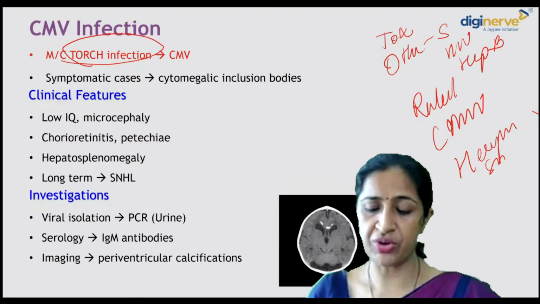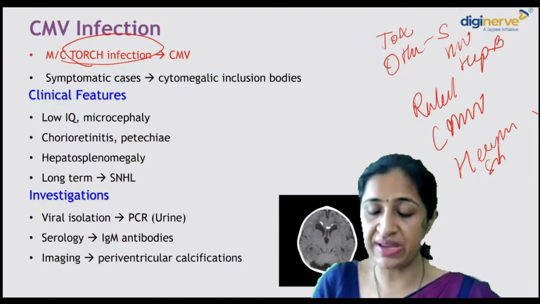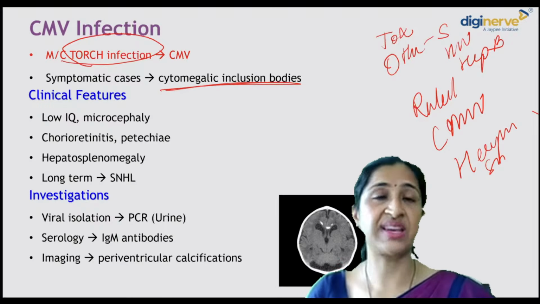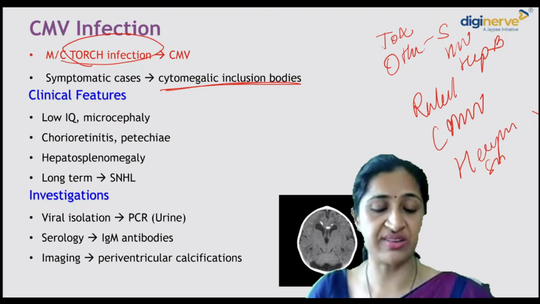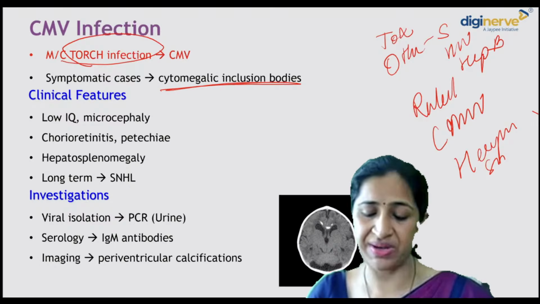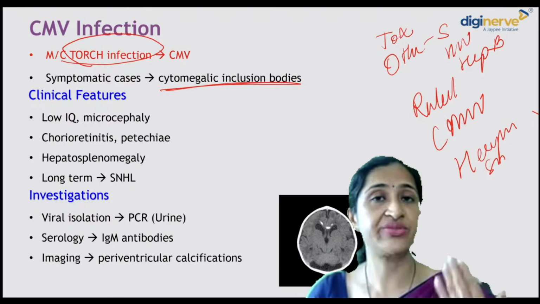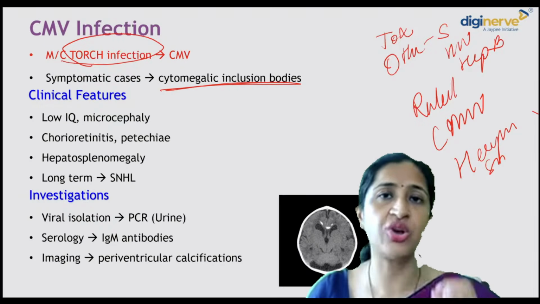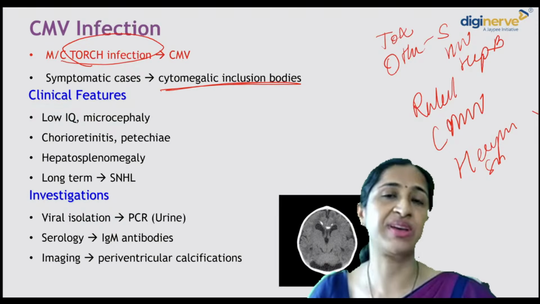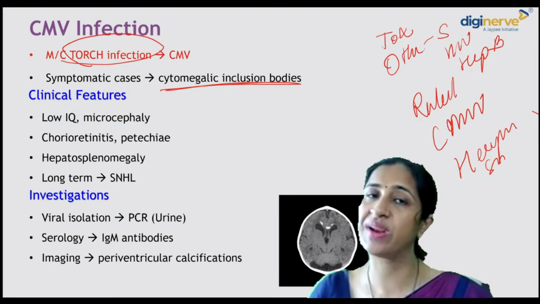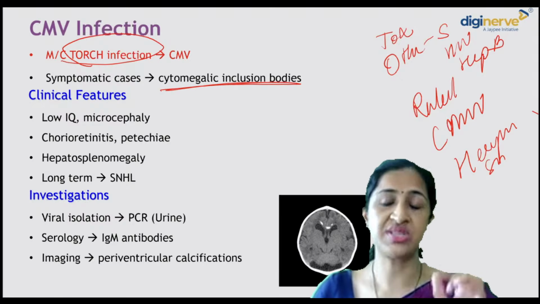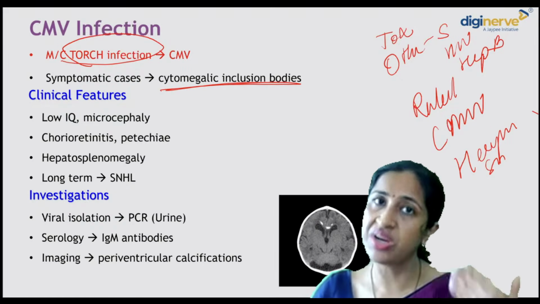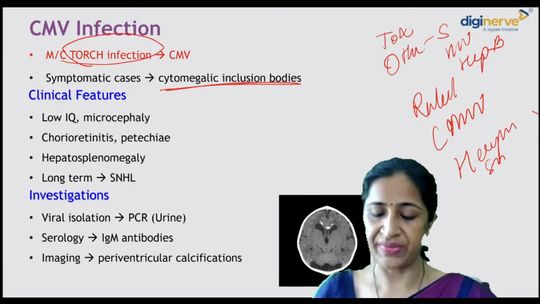CMV produces what is called cytomegalic inclusion bodies, that you should know. Clinical features: there can be a low IQ because of mental retardation, microcephaly, developmental delays, seizures. Features of chorioretinitis; sensorineural hearing loss is also one of the very common features in cytomegalovirus infection. Very similar to congenital rubella infection, this also causes sensorineural hearing loss, which could be the only finding even in CMV.